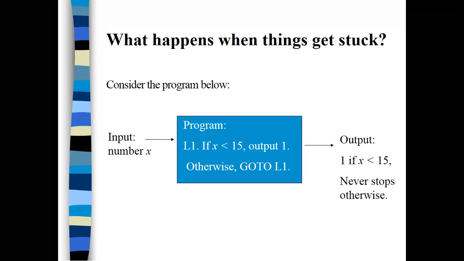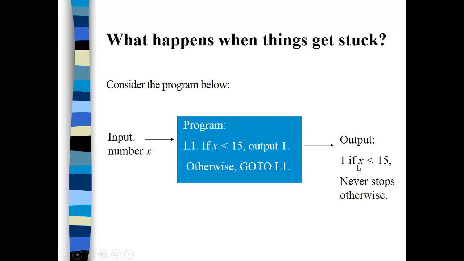So what happens when things get stuck? Suppose we give an input, a number x. Here we have a program: at L1, if x is smaller than 15, or if x is greater than 15, the output should be 1. Otherwise, go to L1 again and check. Now we don't know how many numbers we have in L1. So what is the output? 1 if x is smaller than 15 or greater than 15, and it never stops otherwise.